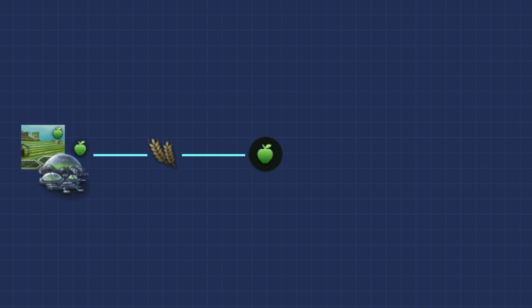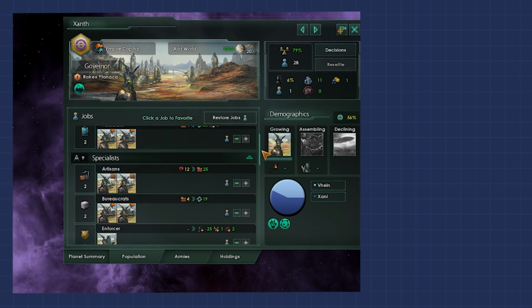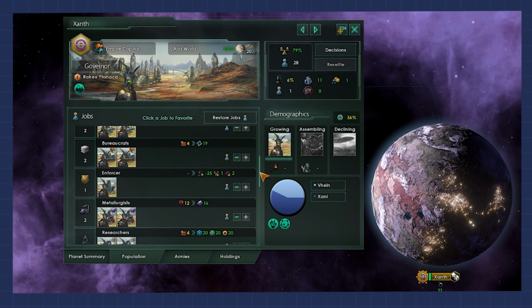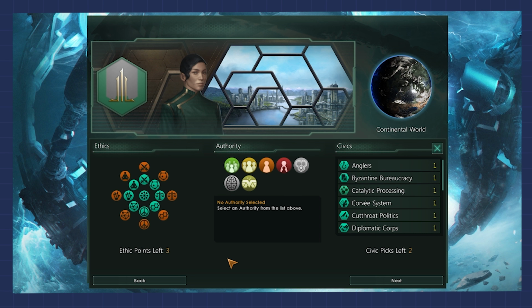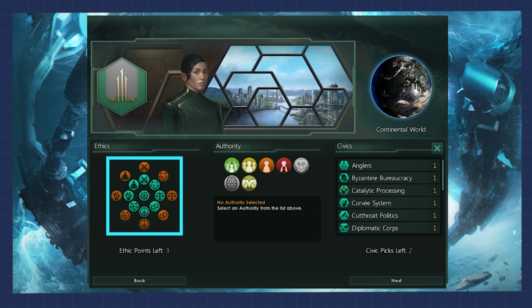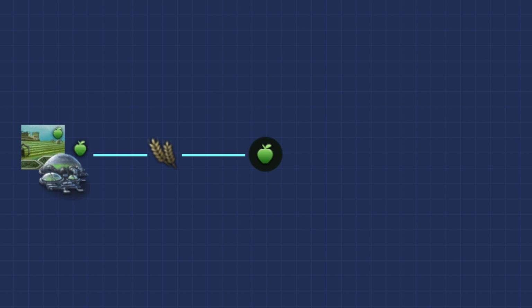Before I continue, let me explain what a pop is. It would be impossible to simulate every single individual within the galaxy. Instead, people are grouped by their occupation, their species, and their ethics. Each pop can only have one ethic of the ones that you choose when you're creating your empire. Pops are essential to every economy because buildings and jobs are meaningless without the actual pops to work those jobs.